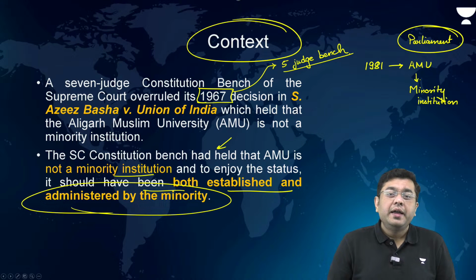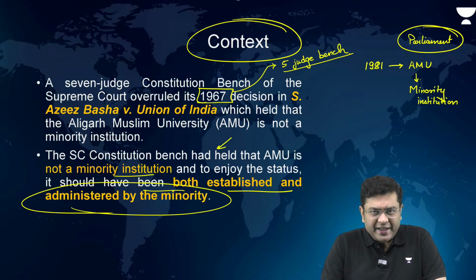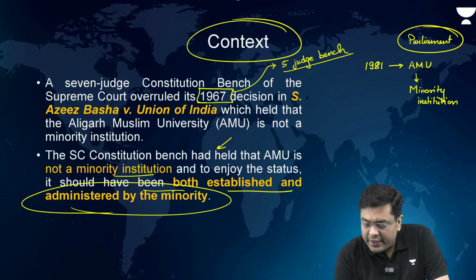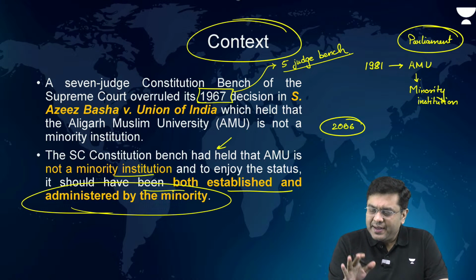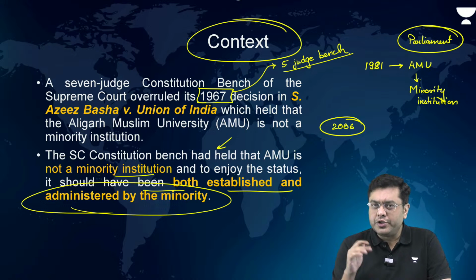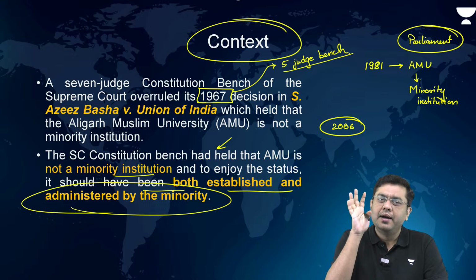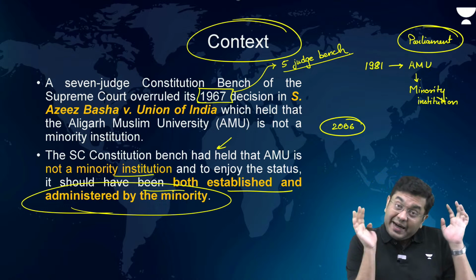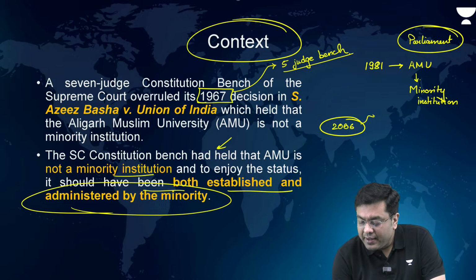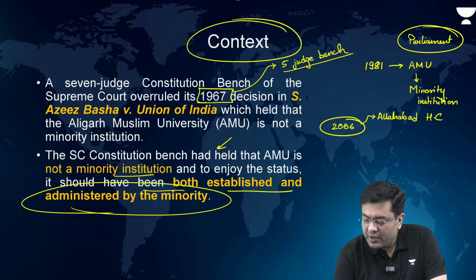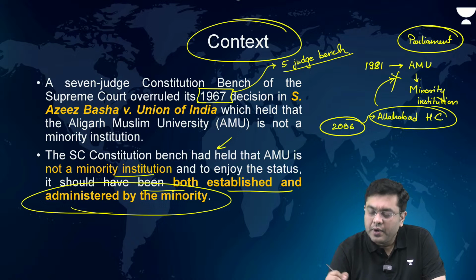Now, in 2006, based upon a petition which was filed in the Allahabad High Court, the Allahabad High Court overturned or quashed this law. It said that AMU cannot be identified as a minority institution based upon these two criteria: established completely by the minority and administered by the minority itself. So that is when the Allahabad High Court quashed the law. Right? It had basically quashed the law.